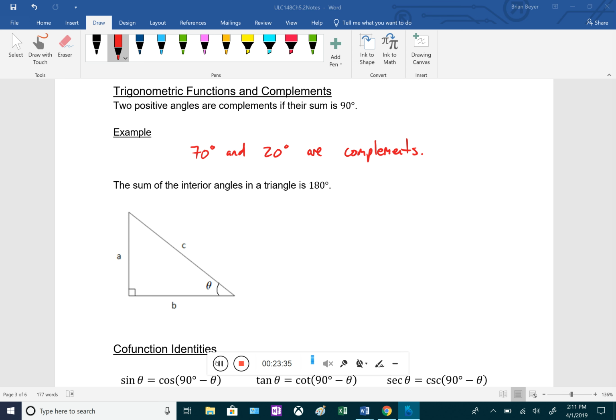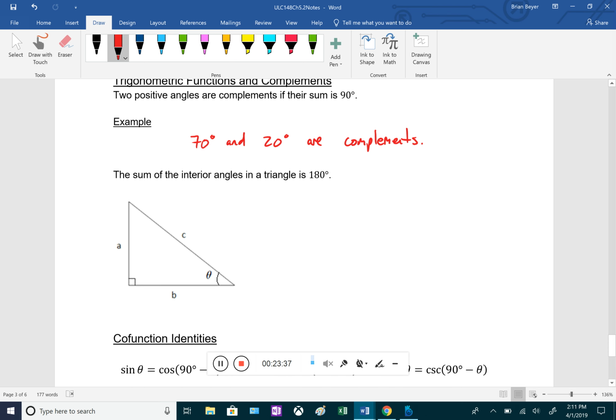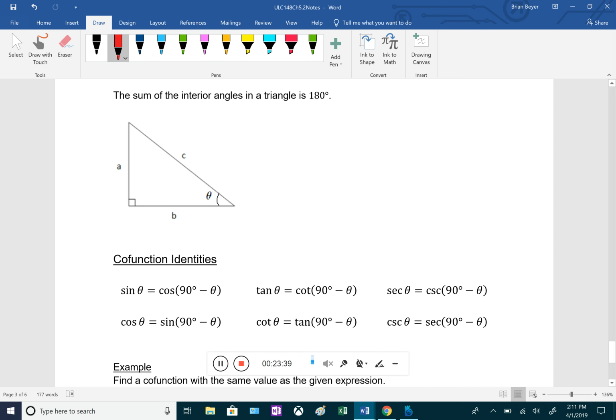Okay, so before we get into the cofunction identities here, let's also remember that the sum of the interior angles in a triangle is 180 degrees. So that means all three angles inside a triangle have to add up to 180 degrees. So if it's a right triangle, we automatically know that this one is 90 degrees, right? Because it's the right angle.